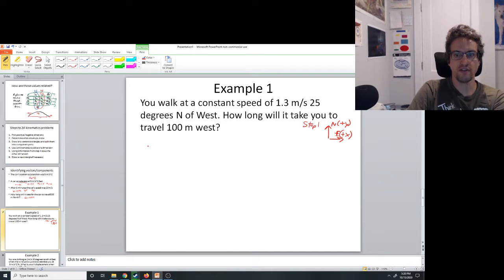Okay, step two, what values do I know? So I've got constant speed. It's constant, so a equals 0, which means that ax equals 0 and ay equals 0. Okay. Constant speed, that's going to be v initial, and it's actually going to be v final. It's going to be both. So v initial and v final are both, sorry, not 25, they're 1.3.